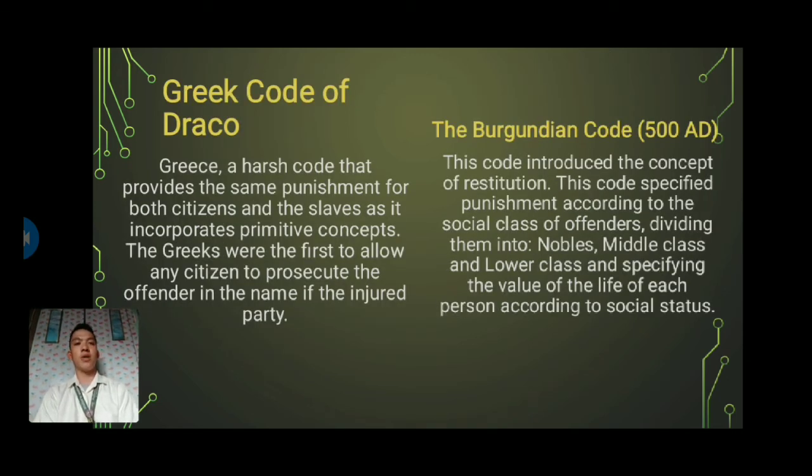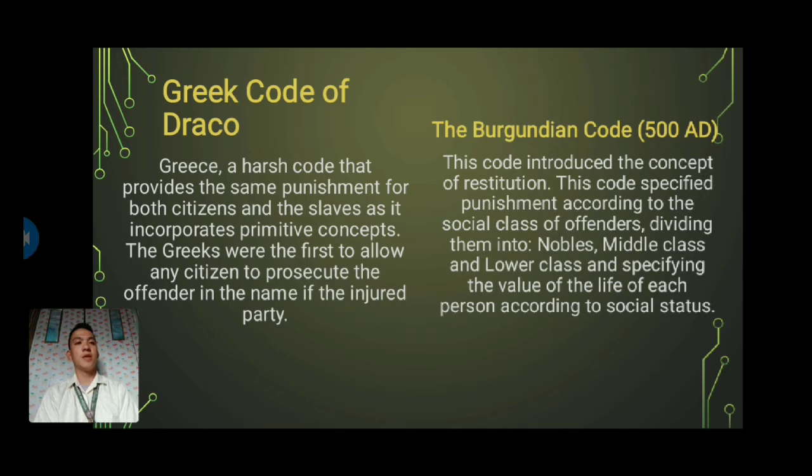Greek Code of Draco is a harsh code that provides the same punishment for both citizen and slave, as it incorporates primitive concepts. The Greeks were the first to allow any citizen to prosecute an offender in the name of the injured person. Most commonly that punishment is death. So death penalty pa rin ang punishment ng Greek Code of Draco.